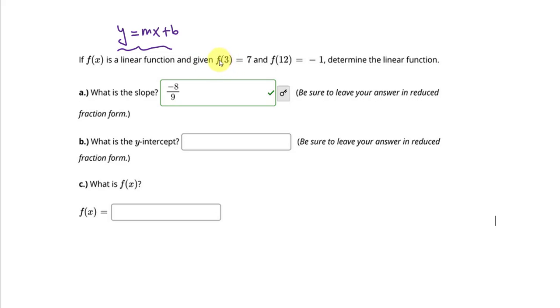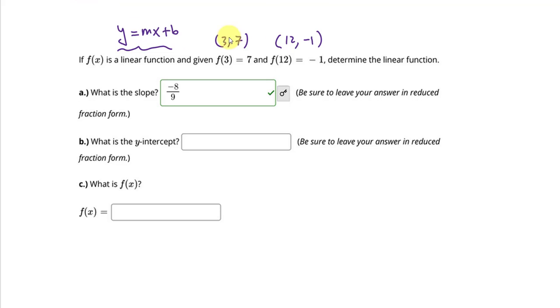And you are given f of 3 equals 7. So this means that when x is equal to 3, your y value, or f of 3, is 7. And when x is 12, your y value, or f of 12, is -1. And they ask you what is the slope of this linear function given these 2 points.